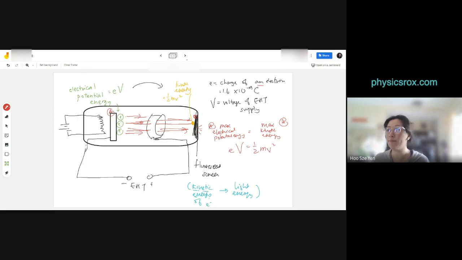Can make sense? Yes, in a vacuum. What happens if it's not a vacuum? Correct. There you go, you answered your own question. Makes sense, right? So that's why you find cathode ray tubes, you always put them in a vacuum.